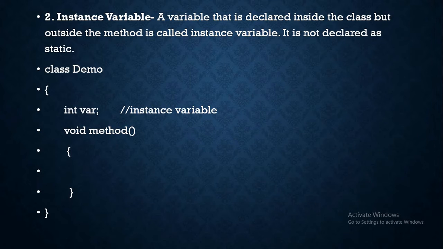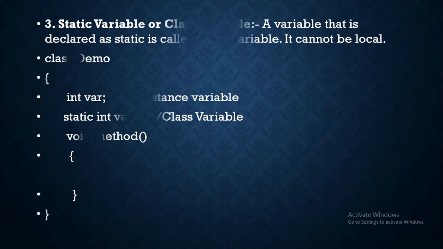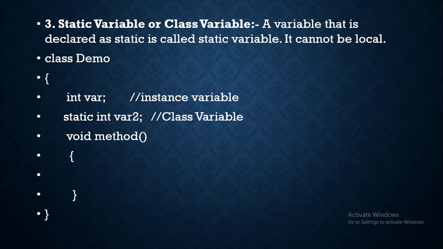Okay, if I make another variable inside the method, that variable is called what? Very good, that is a local variable. So we have already discussed it, and very good, you gave the answer. Static variable, it's very interesting. Class variable. What is a static variable? A variable that is declared as static is called a static variable. It cannot be local.